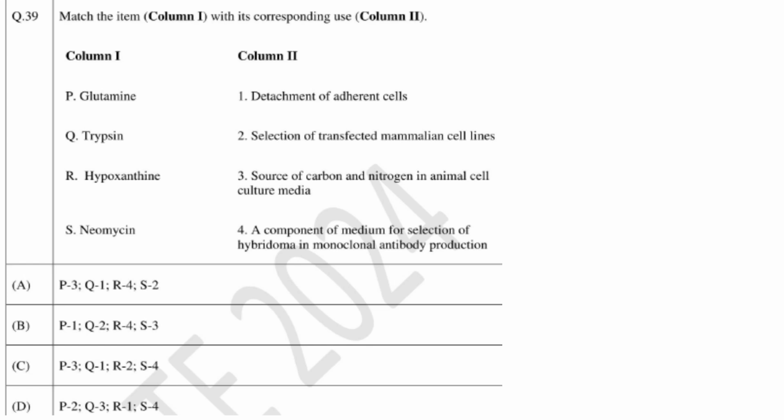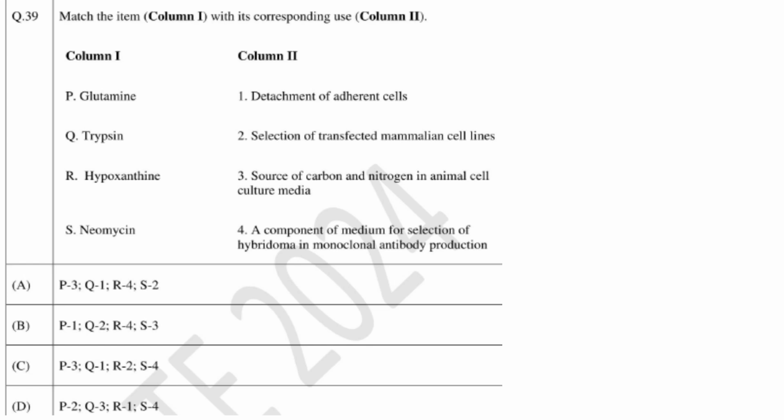Match the item, that is column 1 with its corresponding use in column 2. Glutamine. Glutamine, it is a source of carbon and nitrogen in animal cell culture media. P3. P3 is there in A and C but not in B and D. So we will see A and C only. Then trypsin is for detachment of adherent cells. Q1. So P3, Q1. Okay, both in A and C you can see P3 and Q1.